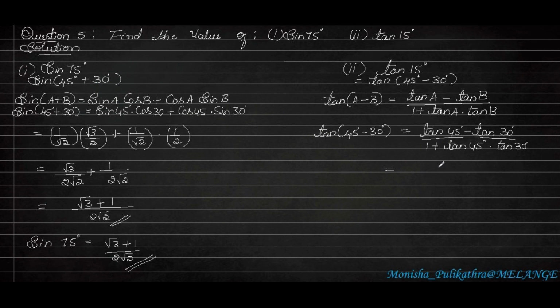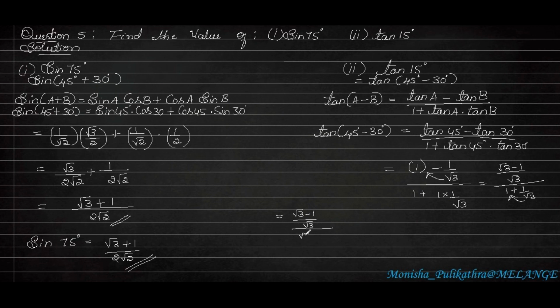So the value for tan 45 is 1, minus the value for tan 30, which is 1 by root 3. So 1 minus 1 by root 3 in the numerator, and in the denominator 1 plus 1 into 1 by root 3. Here tan 45 is 1 and tan 30 is 1 by root 3. When you take the LCM, the numerator will become root 3 minus 1 whole divided by root 3. In the denominator, 1 plus 1 into 1 by root 3, again if you take LCM, it will become root 3 plus 1 divided by root 3.